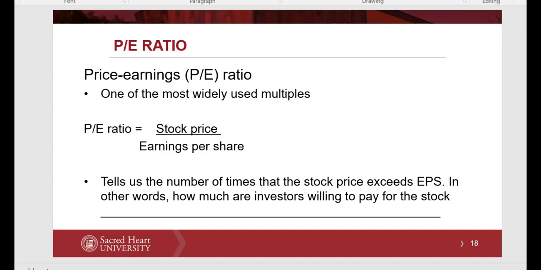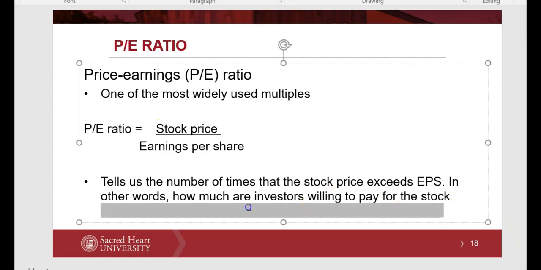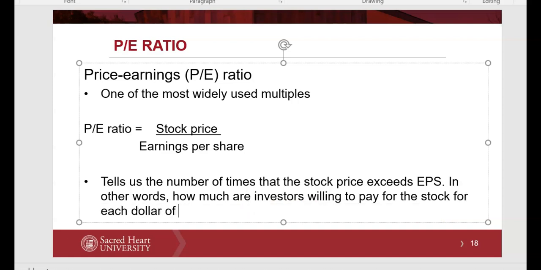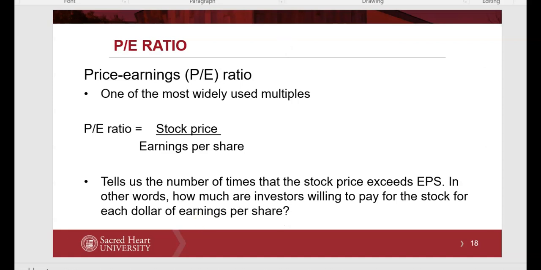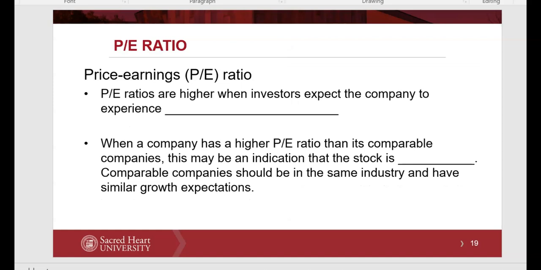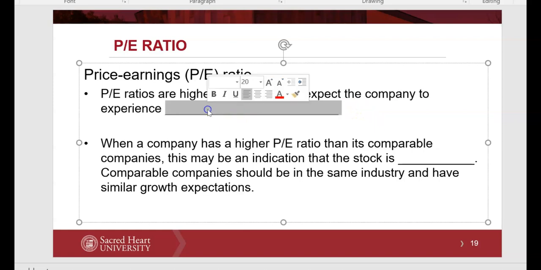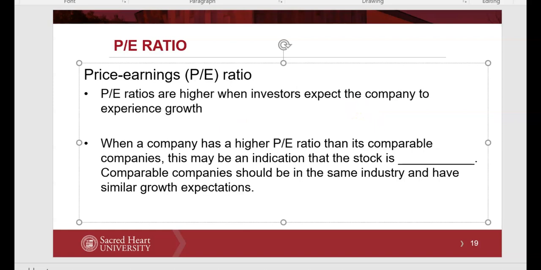PE ratio is stock price divided by earnings per share. And it tells us the number of times that stock price exceeds earnings per share, obviously. In other words, how much are investors willing to pay for the stock for each dollar of earnings per share? How much does a dollar of earnings per share cost to the investors, to the market? PE ratios are higher when investors expect the company to experience growth in future earnings.